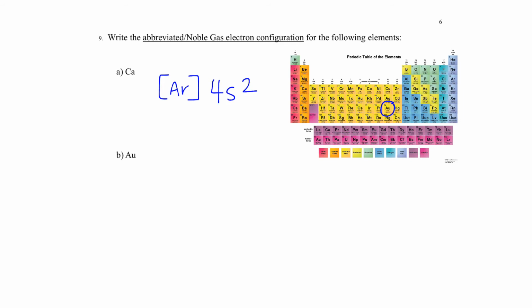Pick the noble gas in the row above it. So the noble gas in the row above it would be xenon. So we're going to write xenon in brackets. And now we write what's left. So just finished there. So picking up with the 6th row. First, I would do 6s2 to take care of these 2.